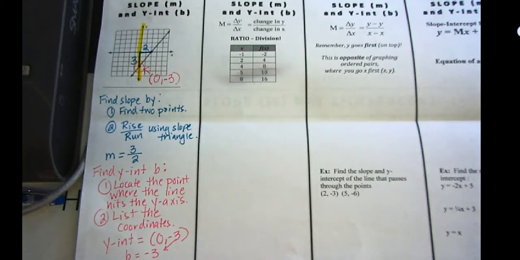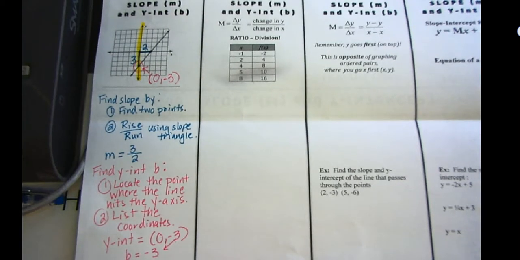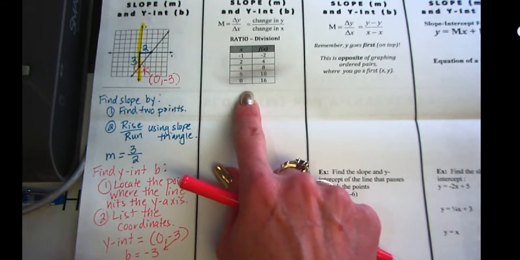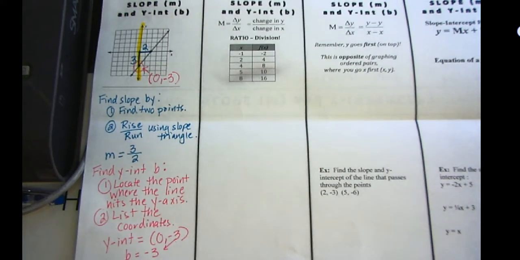Okay, so now we're going to look at it from a table. We haven't really done much with the table, but we have done something with 2 coordinates, so it's very similar. When you're looking at a table, what you're looking for is slope in regards to rate of change. You're looking at how much y changes each time x changes.